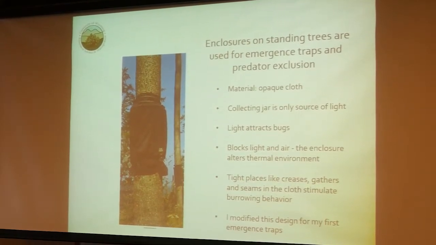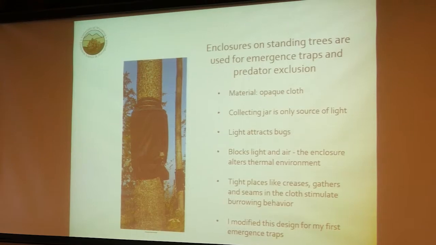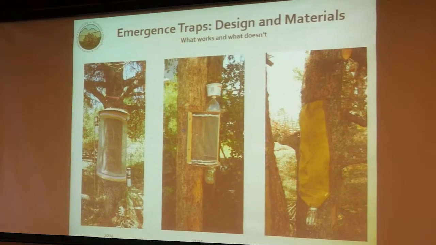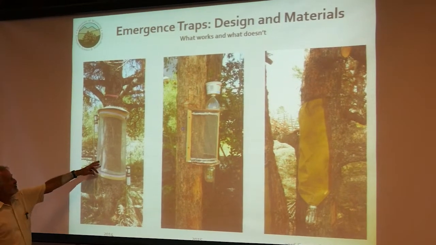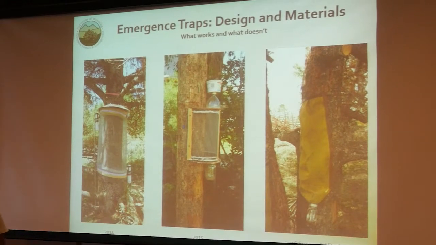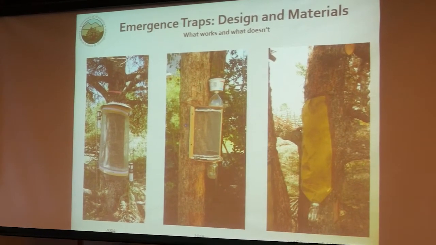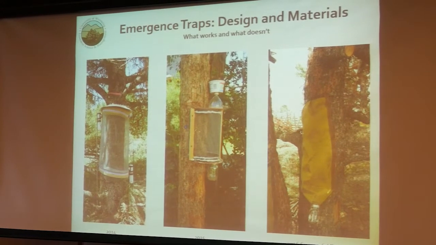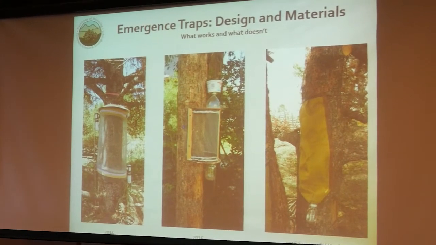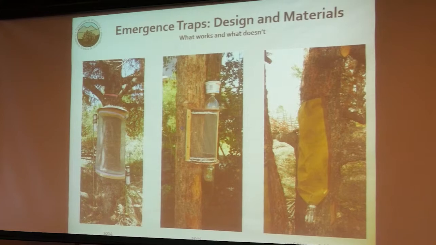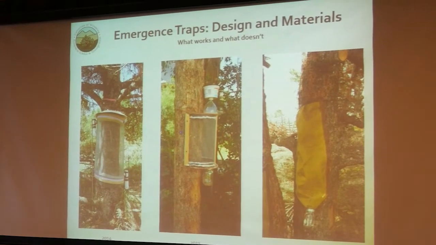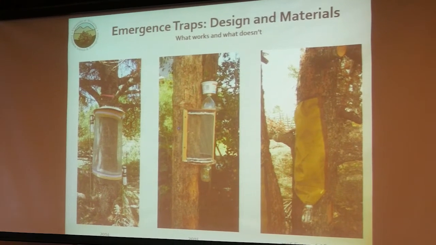Well, my first emergence traps were a modification of this design. The very first ones was an enclosure around the entire trunk of the tree, just like the original one that I sort of used as my model. It was made from no-seam cloth. You can see it's practically transparent. Light gets through there, air gets through there.